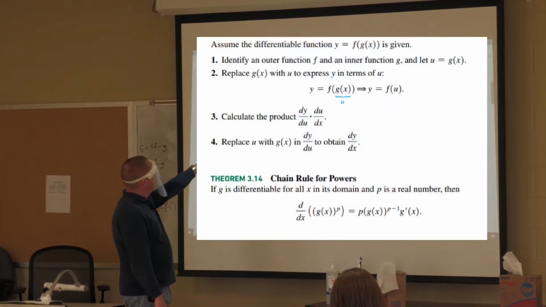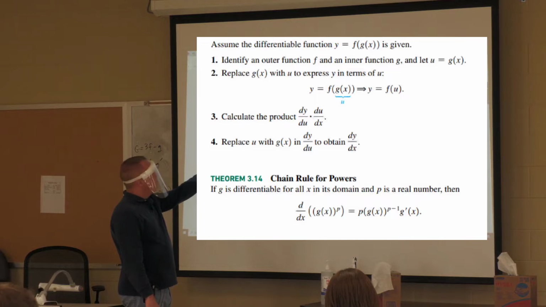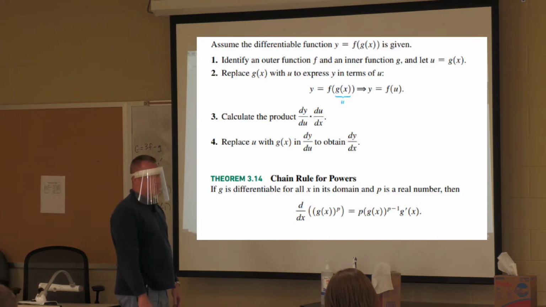Here we identify an outer function f and an inner function g. We let u be g of x. Then replace g of x with u to express y in terms of u. Calculate the product of the derivative of y with respect to u times the derivative of u with respect to x. Replace u with g of x, and then you have dy dx.